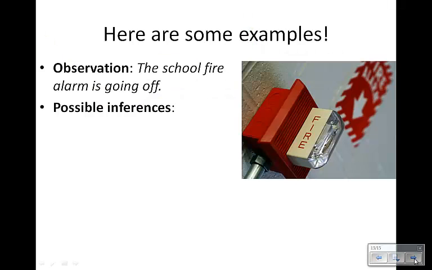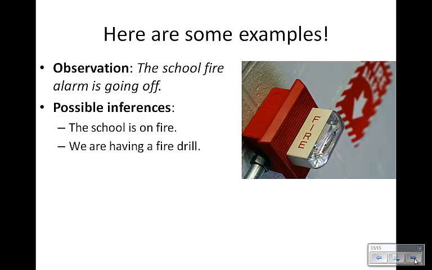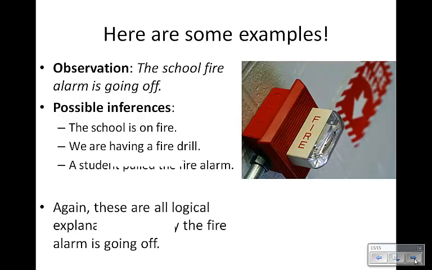So here's another example. The school's fire alarm is going off. Remember, you're sitting in the classroom, you're not observing directly why the school's fire alarm is going off. But let's think of some possible inferences about why that fire alarm is going off. Perhaps the school is on fire. Perhaps we're having a fire drill. Perhaps a student has pulled the fire alarm. These are all logical explanations for why the fire alarm is going off, and you didn't directly observe them, but they're good reasons for why it might be going off.